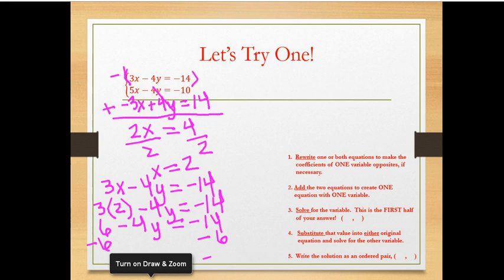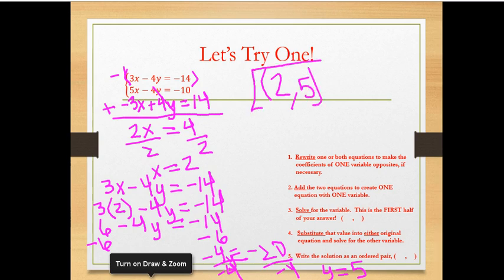And then I'll get negative 4y equals negative 20. So I'll divide by negative 4. And negative 20 divided by negative 4 will give me y equals 5. So the x part of my solution was 2 and the y part of my solution is 5. And that is my ordered pair, that is my solution.